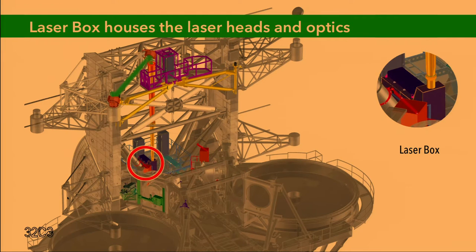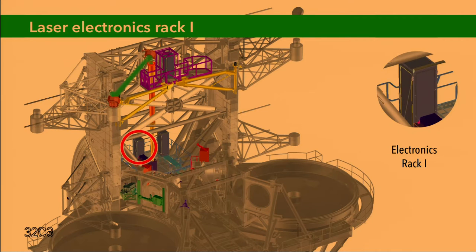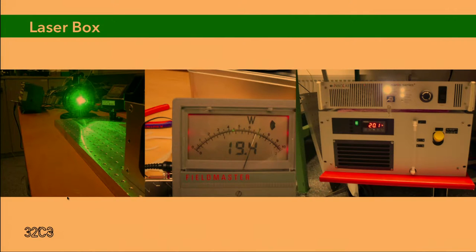That's where the laser box is located. Just next to it is the electronics rack. How does this thing look like? So that is one of our lasers. It's about 20 watts. Don't get your finger in there. It really hurts. And, you know, there's a mandatory annual laser training, of course.